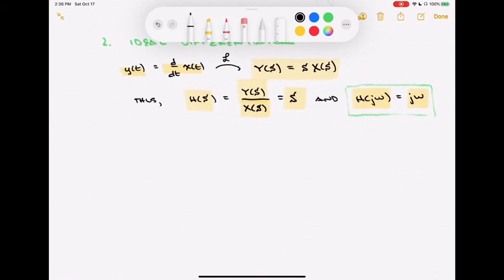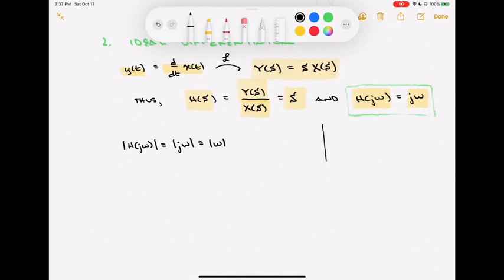So in this case, the magnitude response is the magnitude of H(j omega), and that's just going to be the magnitude of j times omega. The j there doesn't contribute anything to the magnitude. We know the magnitude of the product is the product of the magnitudes. So the magnitude of j omega is going to be the magnitude of j, which is 1, times the magnitude of omega. So the absolute value of omega is going to be my magnitude response.